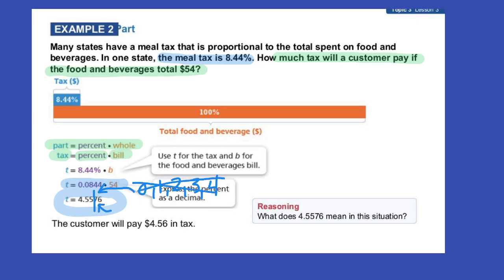But if that second number, or that number after the split line, is a 5, 6, 7, 8, or 9, then you have to go up. And that's why they rounded to $4.56.